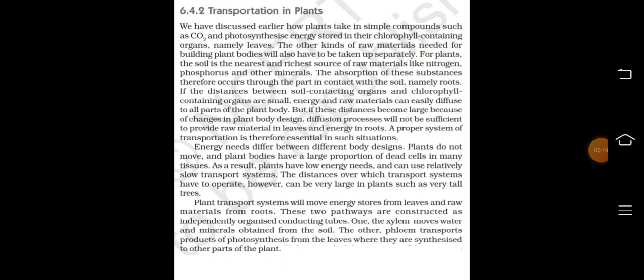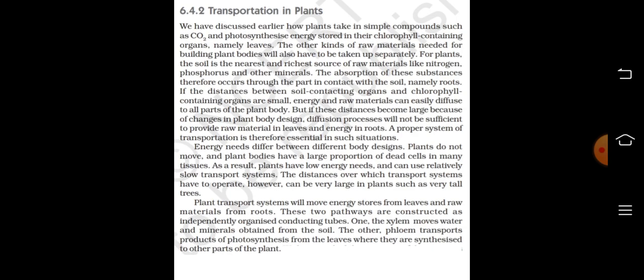In plants, we have discussed earlier how plants take in simple compounds such as carbon dioxide and photosynthesize energy stored in their chlorophyll containing organs, namely leaves. The other kinds of raw materials needed for building plant bodies will also have to be taken up separately. For plants, the soil is the nearest and richest source of raw materials like nitrogen, phosphorus, and other minerals. The absorption of these substances therefore occurs through the part in contact with the soil, namely roots.